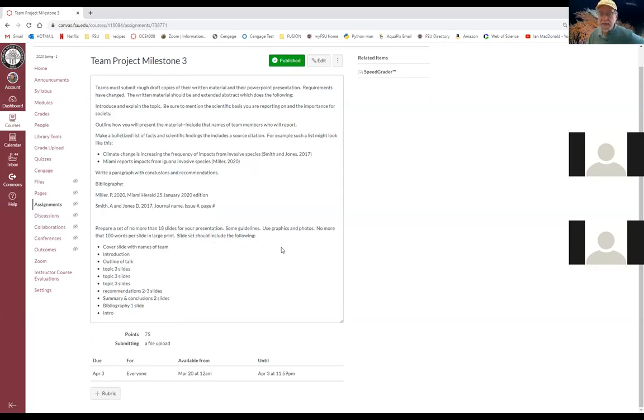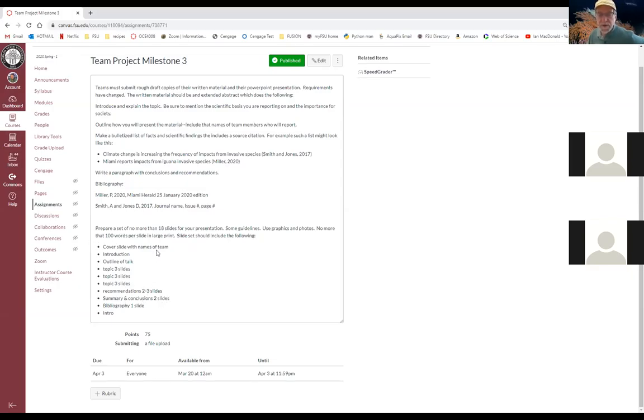So some guidelines. Make sure to use graphics and photos. Don't just use text slides. No more than 100 words per slide in print that's large and easy to read. You're going to be presenting this online, so you need for people to be able to read your text. The slide set should include the following. This is sort of a rough outline of what you would need, and you might have to adjust the number of slides depending on the number of topics, etc.